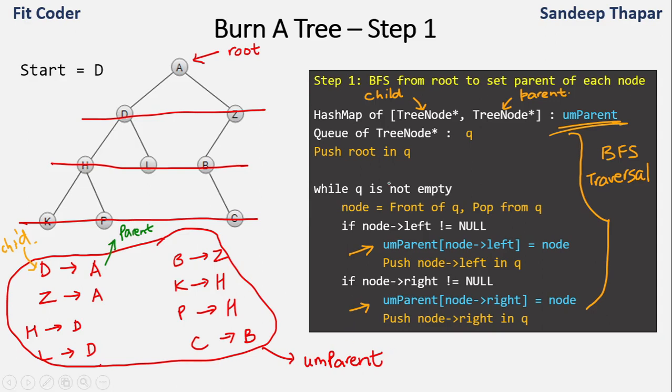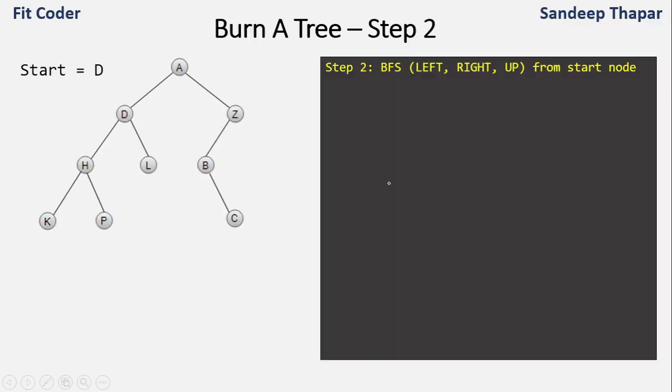So once we have done that, now comes step 2. In step 2, we again do a BFS traversal, but now we start from the given start node. Here the start node is D. So we do the BFS traversal from node D in 3 directions: up, left and right. Left and right pointers are already there in the binary tree, and the up pointer we can take from the map that we created in the first step.